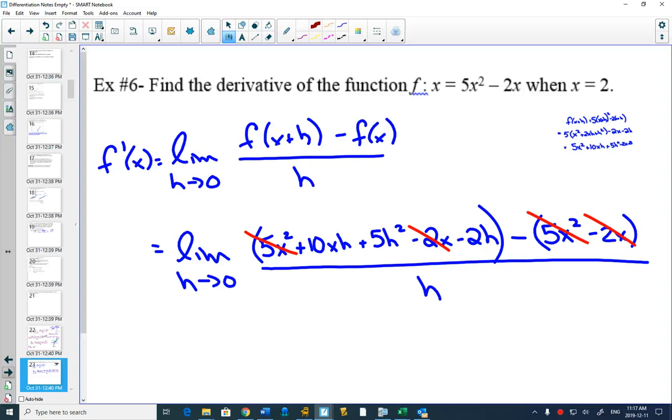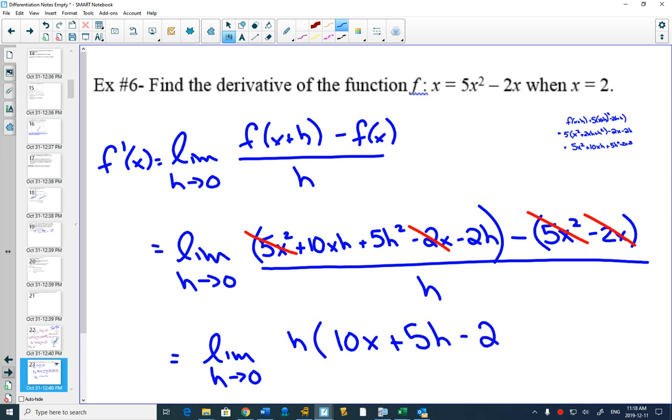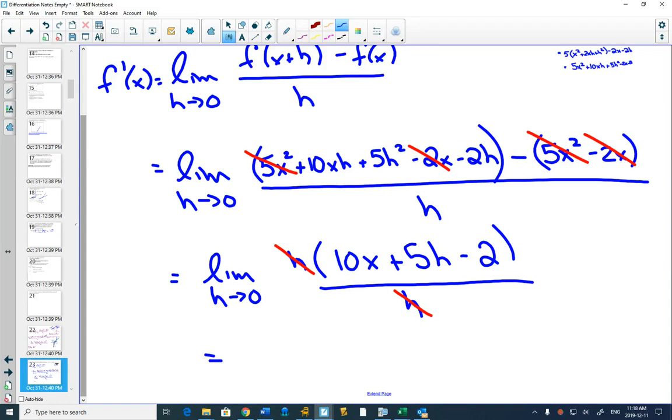So what you can do with that is you can factor that h out, leaving me with 10x plus 5h minus 2, all over h. And that's our goal. Our goal is to simplify so we get rid of that h on the bottom. If we get rid of that h on the bottom, we can now apply the limit, plug in 0, and you get 10x minus 2.